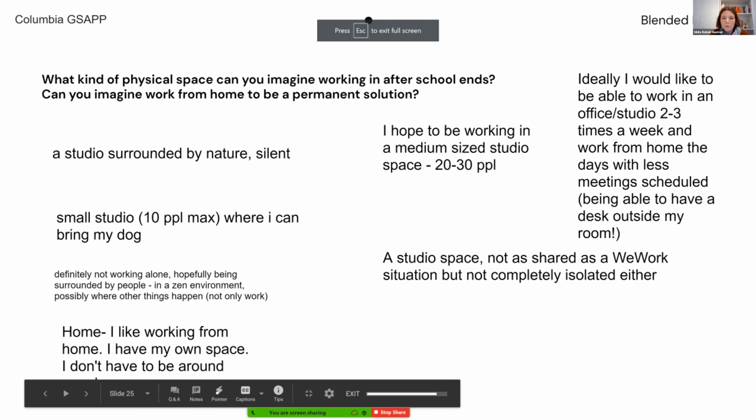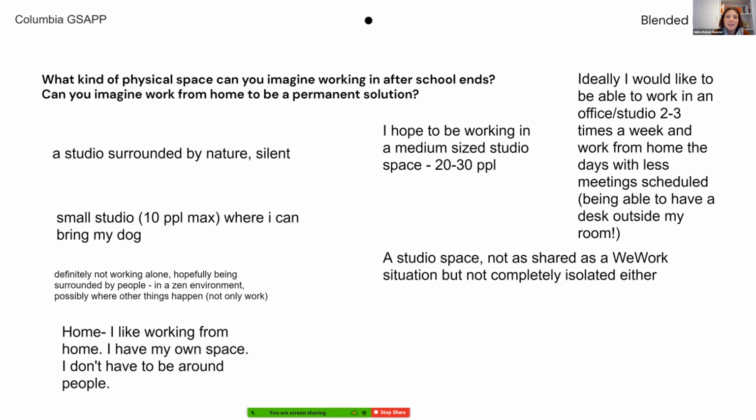So you have people who definitely want to work from home, people who are definitely not working alone, right? Some people have very specific ideas, 20 to 30 people, 10 people. You can see the range of responses even within this very small sample size. And I think that's something really important to remember.